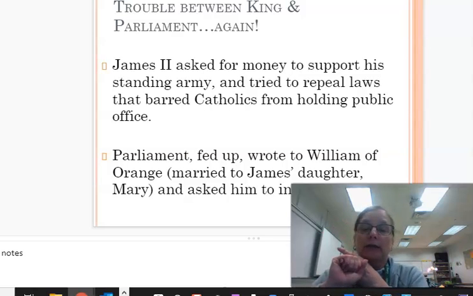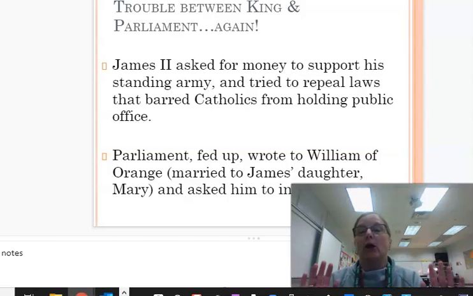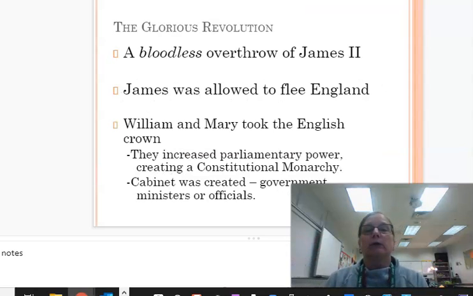He tried to get rid of the laws that barred Catholics from holding public office. So he's disobeying the will of Parliament. Parliament said, that's it. Oh, and the final nail in the coffin, James's wife gave birth to a son. The son is the next in line for the throne. It's no longer his Protestant daughter, Mary. And they're like, no, we are not having a Catholic dynasty. So Parliament wrote William, who is married to James's daughter, and they asked William and Mary to intervene. And William of Orange, he's in the Netherlands. They asked him to intervene.